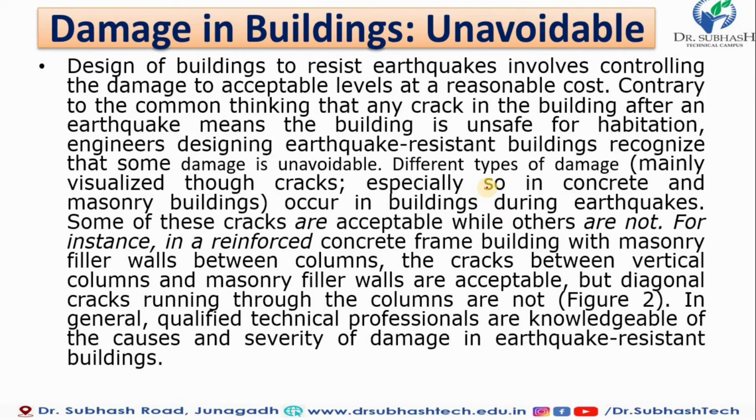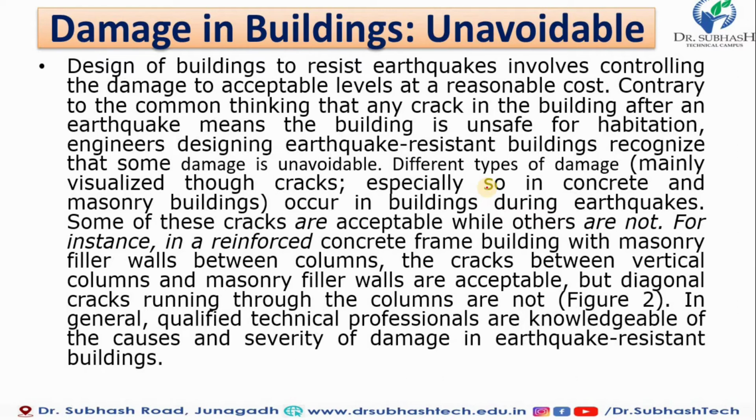Now, damage in buildings is unavoidable. Which type of damage is unavoidable? It is not avoidable in the case of an earthquake. So designing a building to resist an earthquake involves controlling the damage to an acceptable level at reasonable cost. The common thinking is that cracks in a building after the earthquake mean the building is unsafe for habitation, but engineers designing earthquake resistant buildings recognize that some damage is unavoidable.